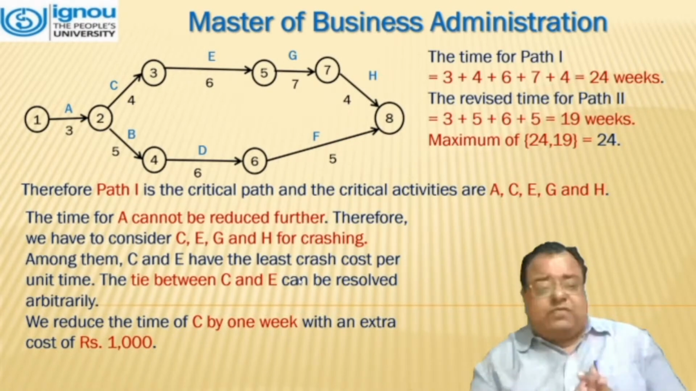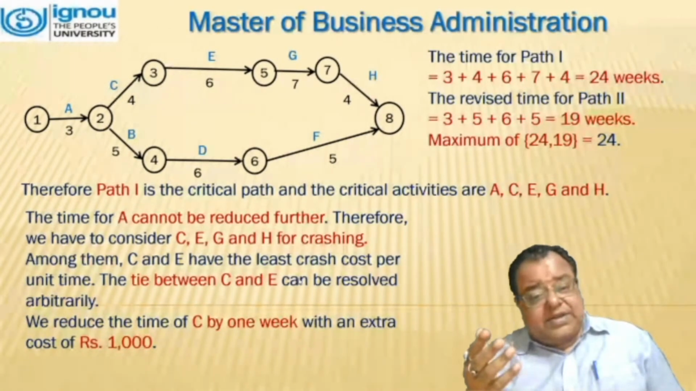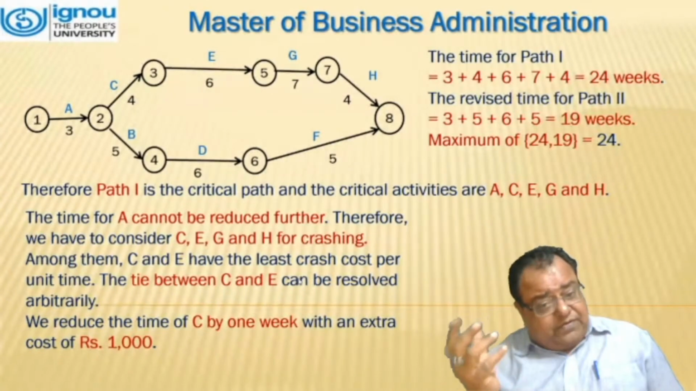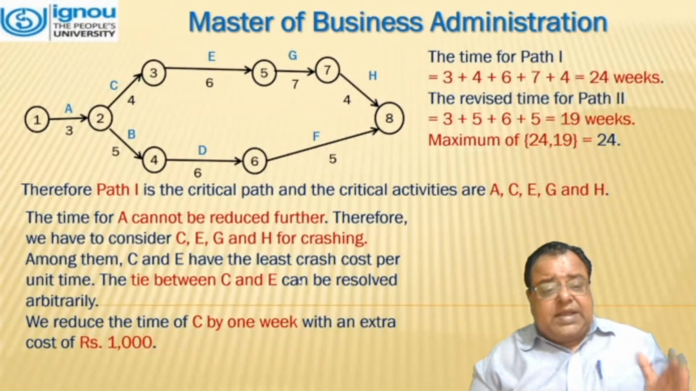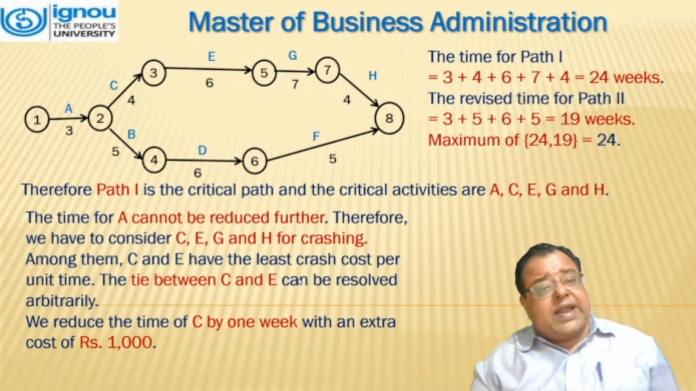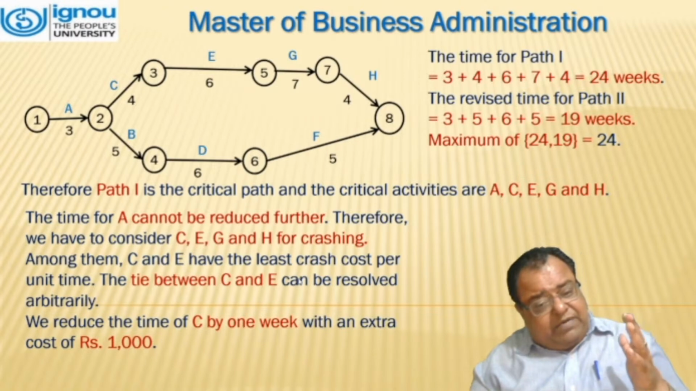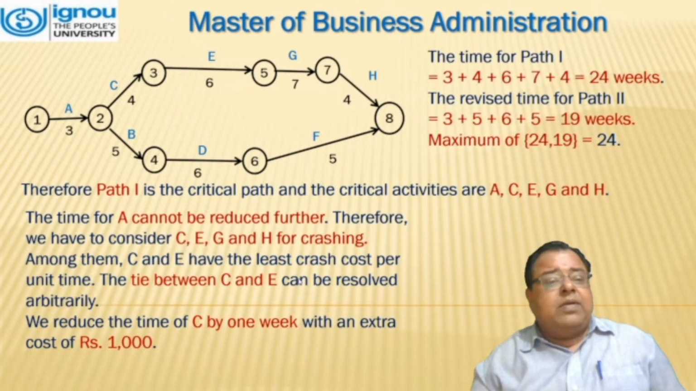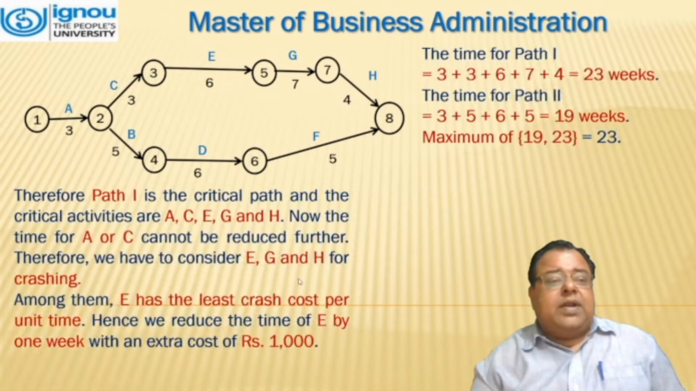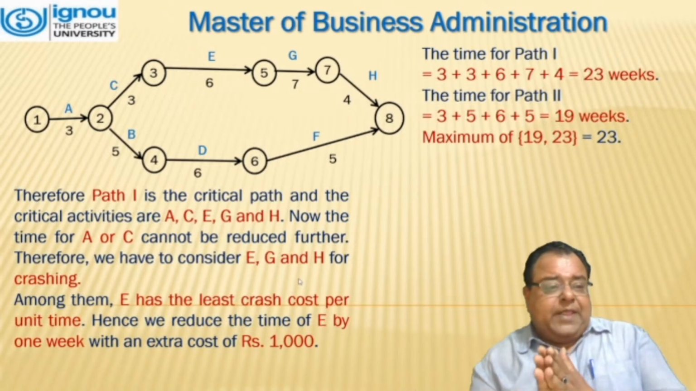Therefore, we have to now consider C, E, G, and H for crashing. Among C and E, which have the least cost per unit time, that is 1000, there is again a tie between C and E, which can be resolved arbitrarily. So we have taken C and we will be reducing it by 1 week. Now C has been changed from 4 to 3.